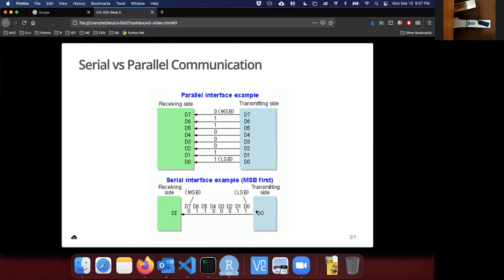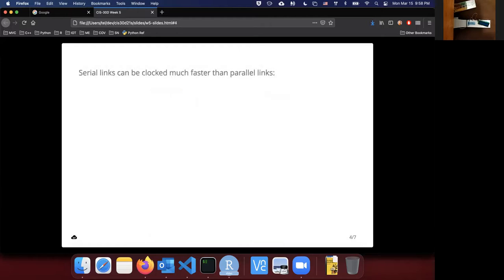You might be thinking that intuitively the parallel interface should be faster, right? You send multiple things simultaneously. But in reality, it is actually the opposite. Why? Serial links can actually be clocked much faster than parallel links.